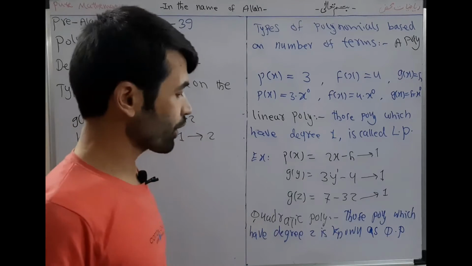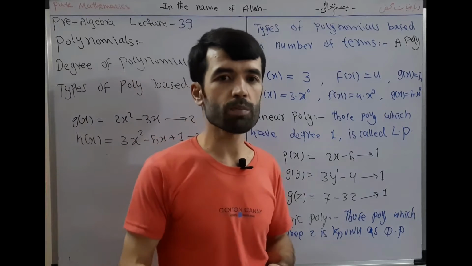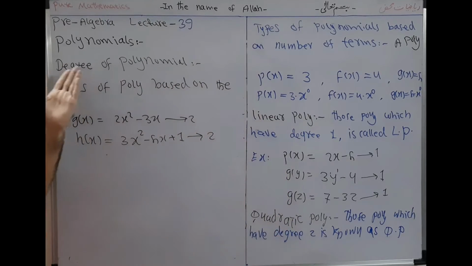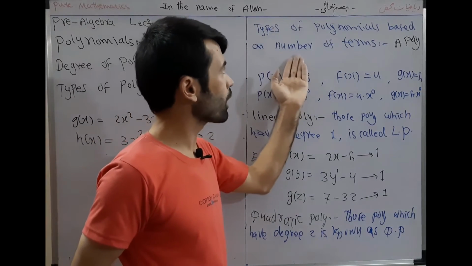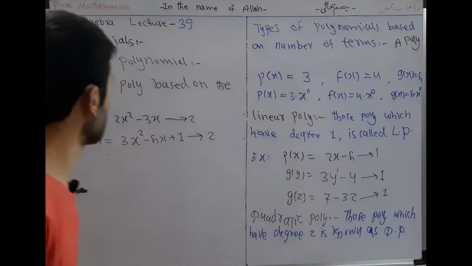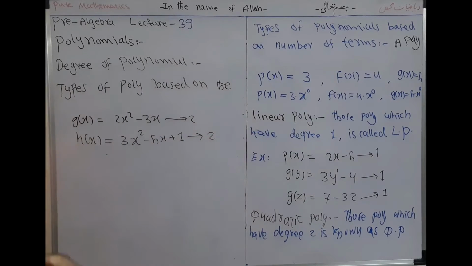It was the lesson of 39 which we explained about polynomial, degree of polynomial, types of polynomial based on number of terms, and also types of polynomial based on the degree.